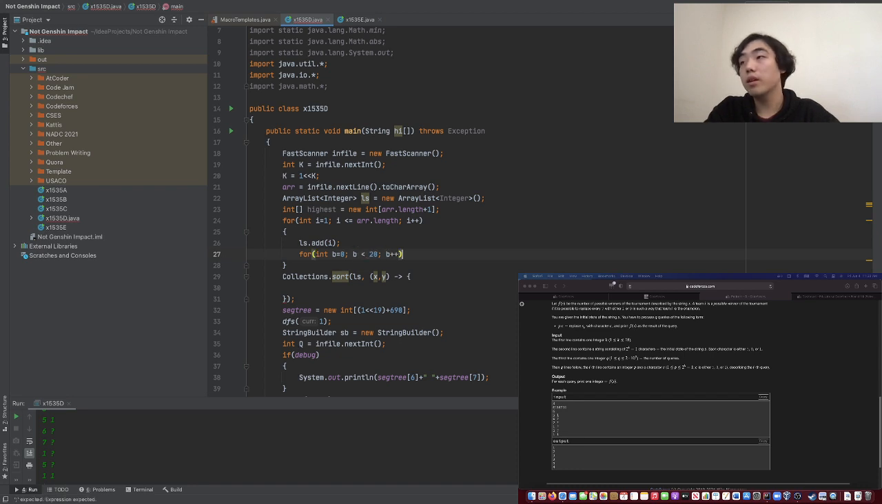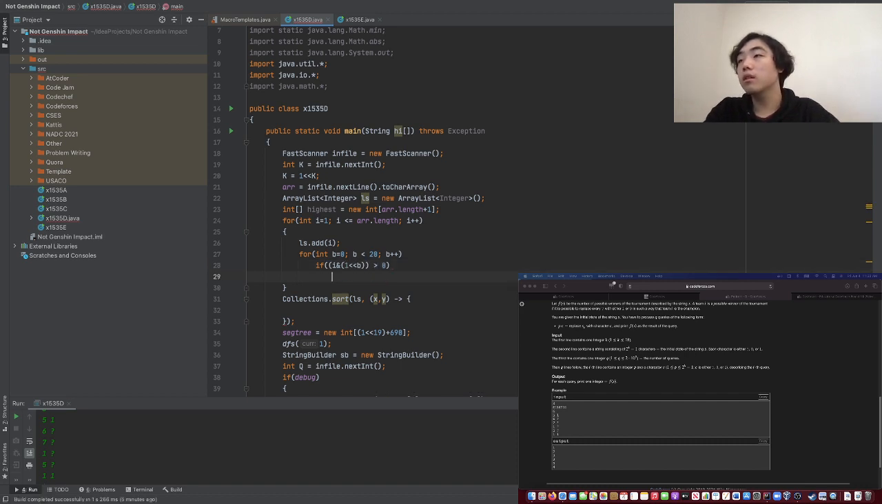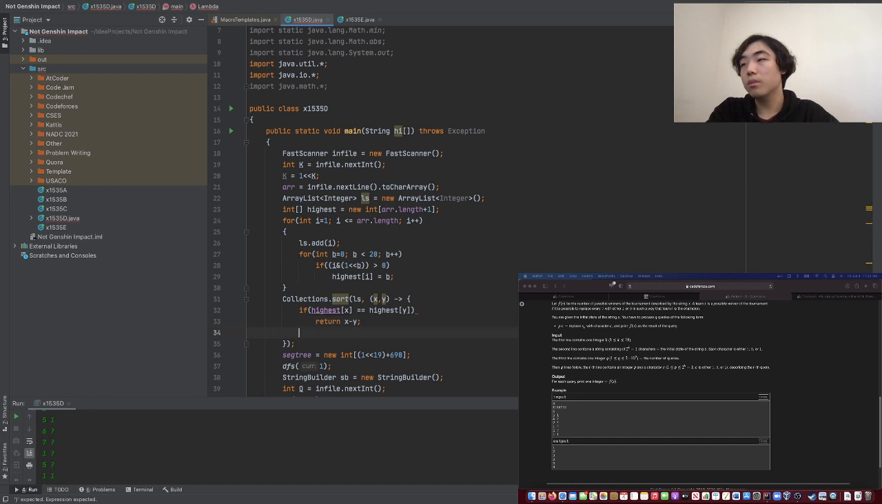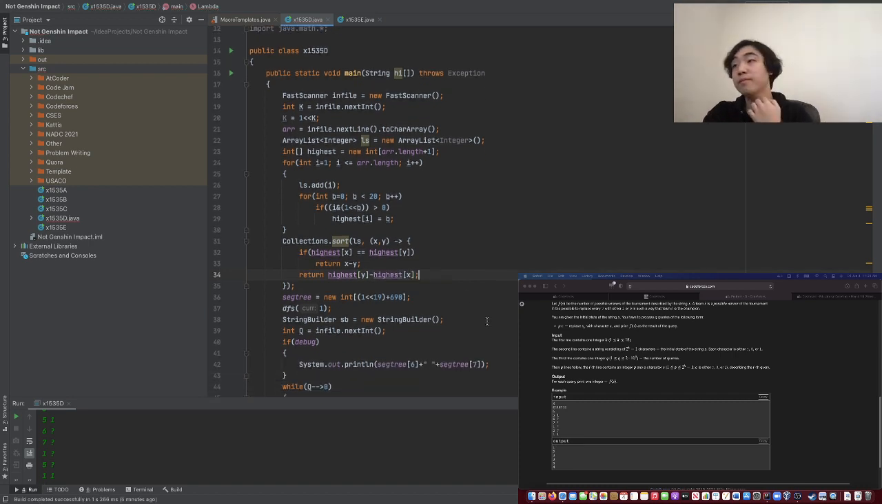B is less than 20, I don't know. So if I and 1/5 at B, if it's strictly greater than 0, then highest at I is equal to B. So if highest at X is equal to highest at Y, then we just sort them in increasing order. Otherwise, we use highest at Y minus the highest at X. Yeah, I think this is the correct order.